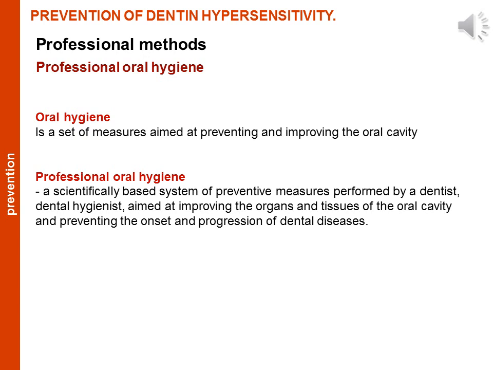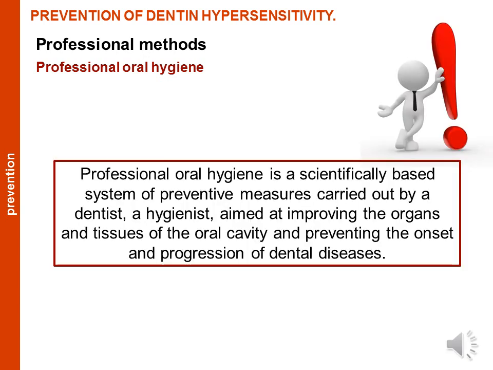Oral hygiene is a set of measures aimed at preventing disease and improving the oral cavity. Professional oral hygiene is a scientifically based system of preventive measures performed by a dentist or dental hygienist, aimed at improving the organs and tissues of the oral cavity and preventing the onset and progression of dental diseases. For the first time, professional oral hygiene as a component of the program for the prevention of caries and inflammatory periodontal diseases was proposed by Axelsson and Lindhe in 1970.